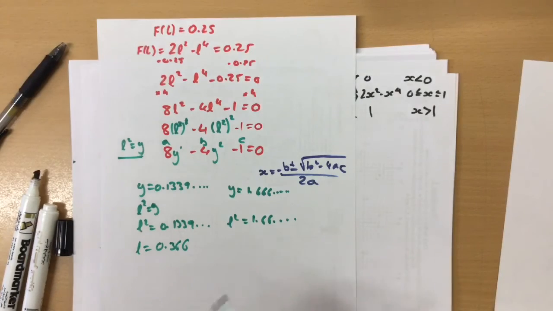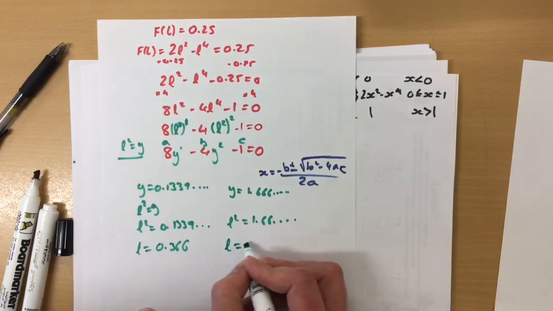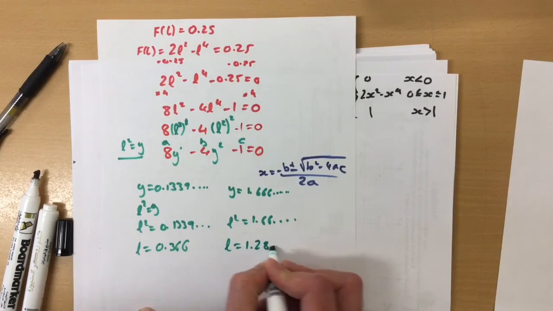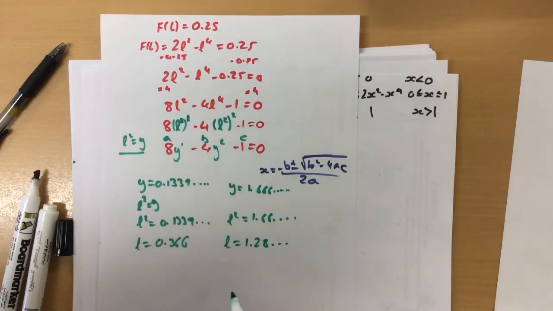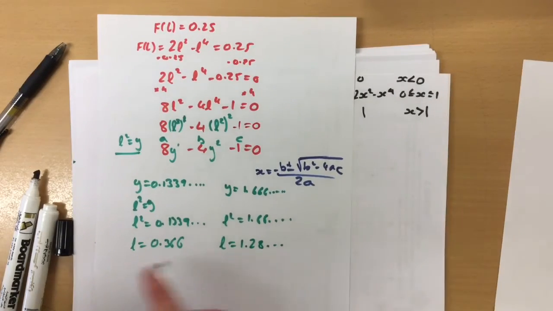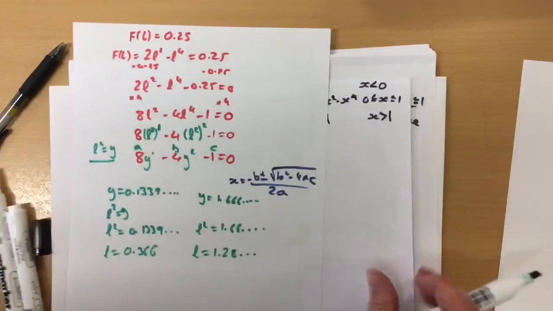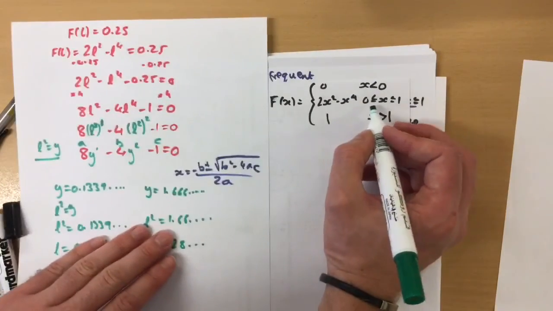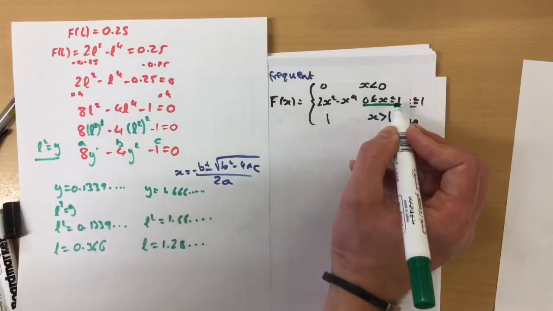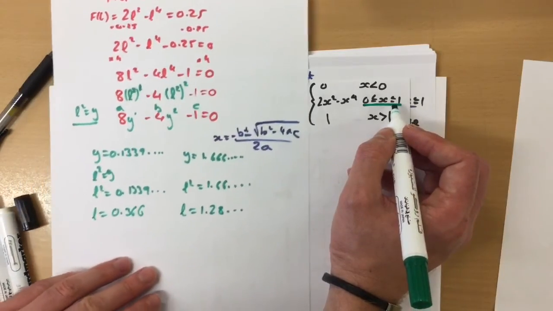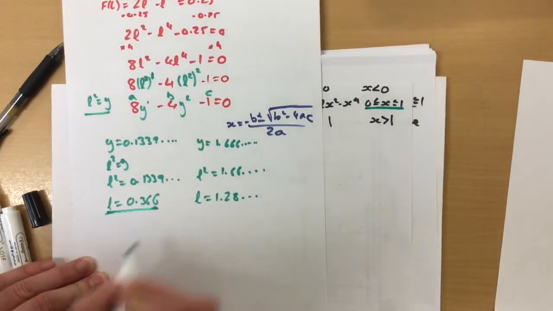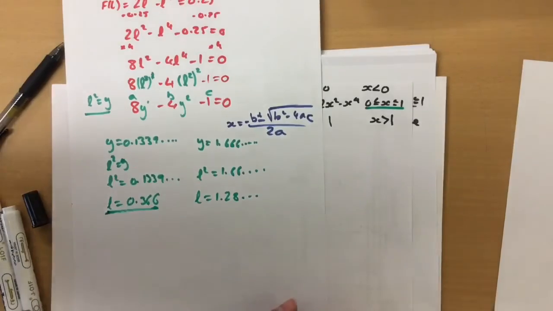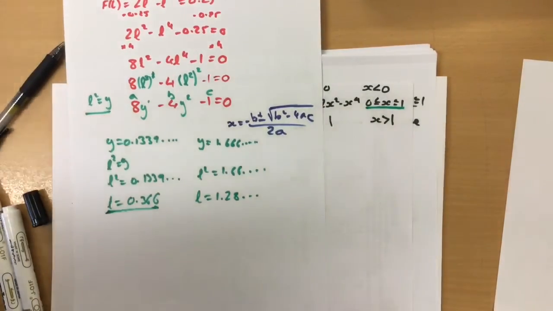Okay, now, you've got two choices. It's going to be around 1.28-ish, roughly speaking. Two choices. Only one is correct. Now, given that the range of our cumulative function is between 0 and 1, our solution must be the one in that range. 0.366 is our lower quartile.